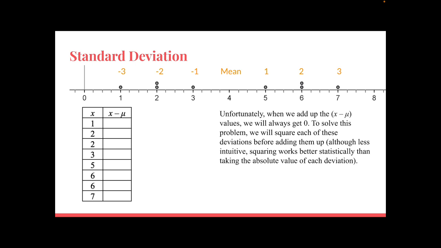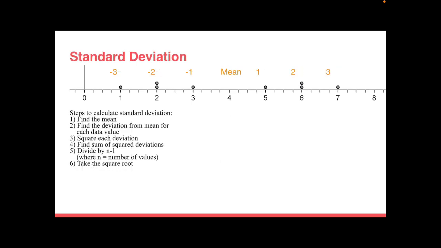So we want to actually use a formula, x minus mu. So x is the value, mu is our mean. So unfortunately, when we add up x minus mu values, we'll always get 0. So to solve this problem, we're going to square each of those deviations before adding them up. And that's going to get rid of the negatives, which makes it so it's not 0 anymore. Okay, so let's look at how to find standard deviation. So there are the steps.